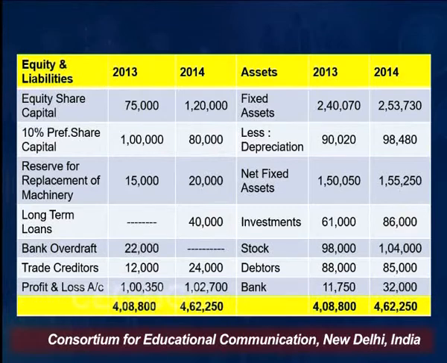Long term loans, there was no loan earlier in 2013. In 2014 you have got a loan of rupees 40,000. Bank OD is again here. It was earlier there and now it is not present. In 2014 it has become 0. Trade creditors we have, profit and loss account we have. On the asset side we have all other items just like the previous question, and we have bank balance of 11,750 in 2013, and now in 2014 it has become 32,000 rupees. So this is the balance sheet which is provided to us for preparation of statement of cash flow.